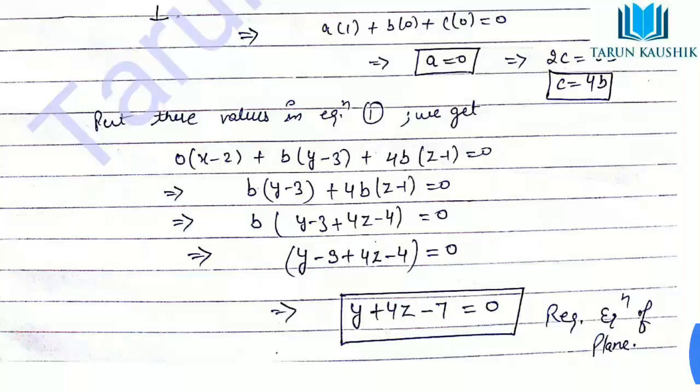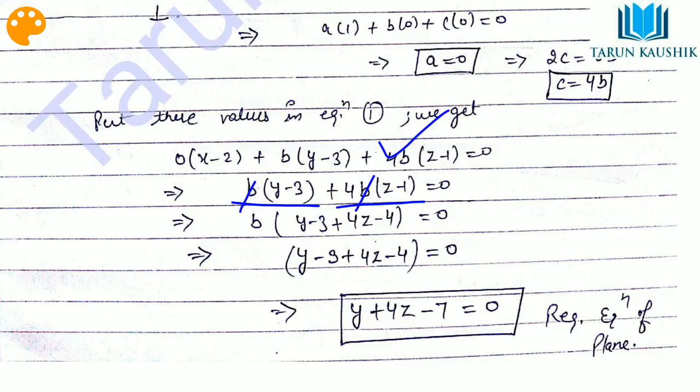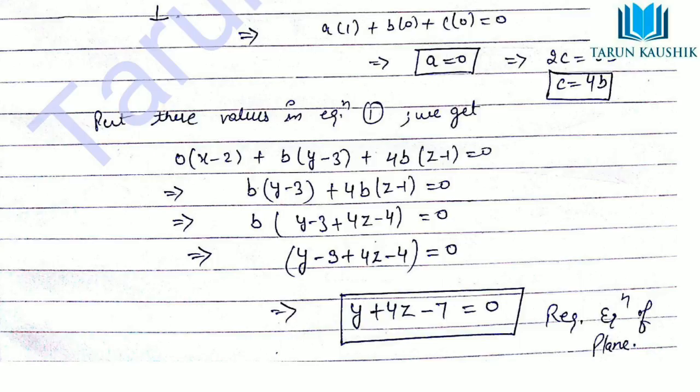Now when we substitute this value back into our main equation of the plane, it comes out to be this: b I kept as it is, this 0 gets cancelled, and I am replacing this c by 4b. If I take b common and divide both sides by b, this b gets cancelled, so I am left with only this portion. So it becomes y + 4z - 7 = 0. So this is the required plane.